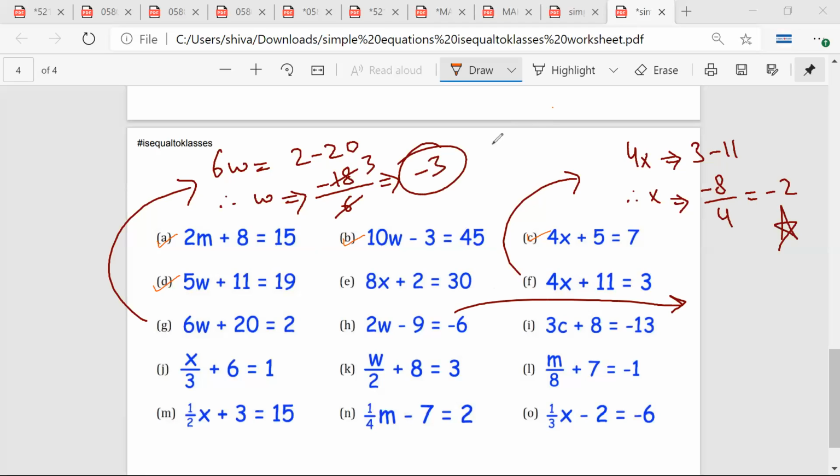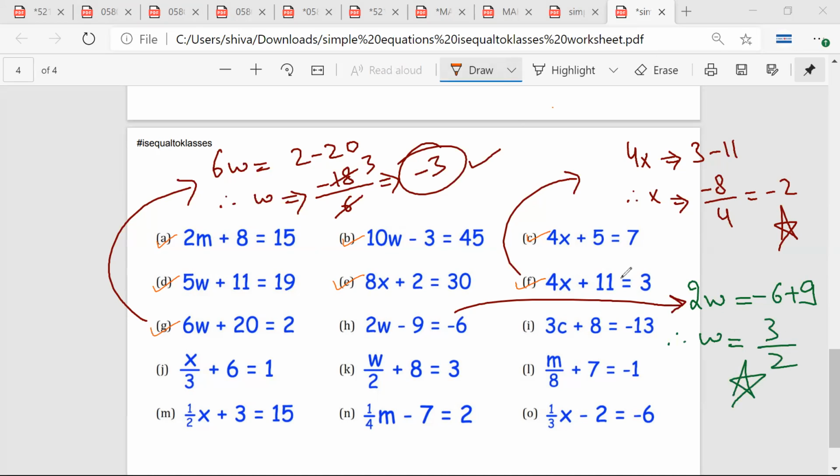So minus 3, right? Yeah, minus 3. Mr. Satya, any confusion? No, sir. Okay. Mr. Satya, H part. 2W equals minus 6 plus 9. Therefore, W is equal to 3 upon 2. Shabash, very nice. Very nice, Mr. Satya. Excellent.